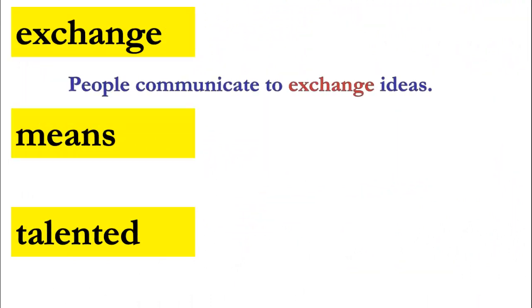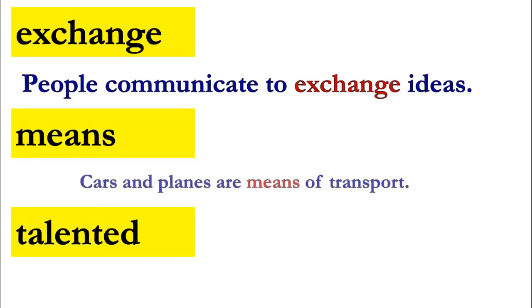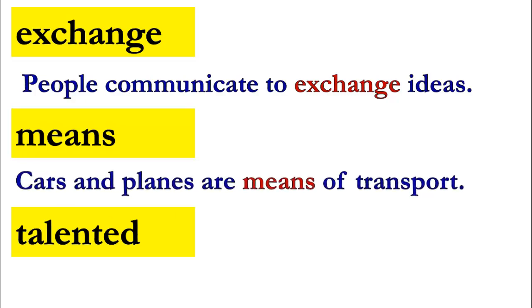The first one, exchange here. Compare your answer with this one. People communicate to exchange ideas. Okay, we can say people communicate to exchange information, to exchange news, and so on. What about the word means? What have you written? Okay, compare your answer with this one. Cars and planes are means of transport. We can say bikes, that's right, are means of transport. Excellent. Trains are means of transport.